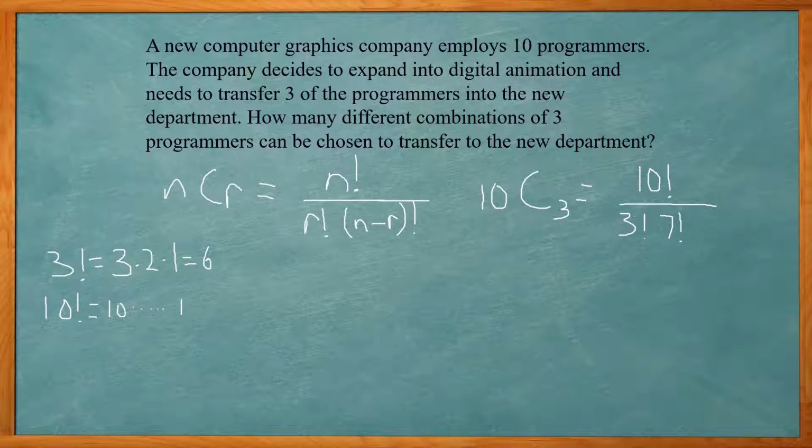Okay, so you can multiply this all out and solve it, or you can reduce it. If you look at 10 factorial, I got 7 factorial at the bottom. So what I can do is make it 10 times 9 times 8 times 7 factorial. So that's still just 10 multiplied by all the numbers going down to 1. And then I'll leave the bottom the same.